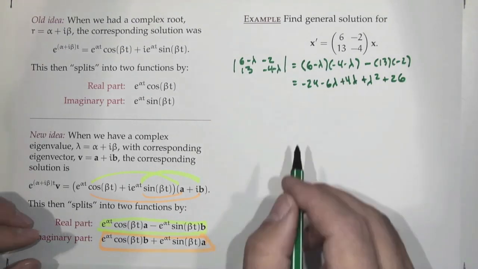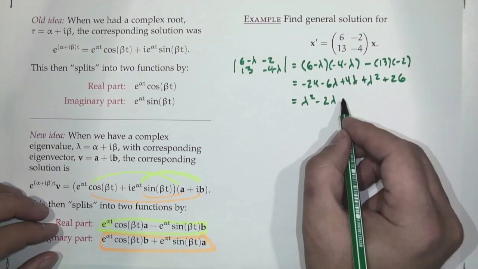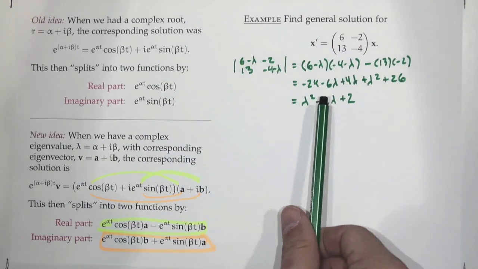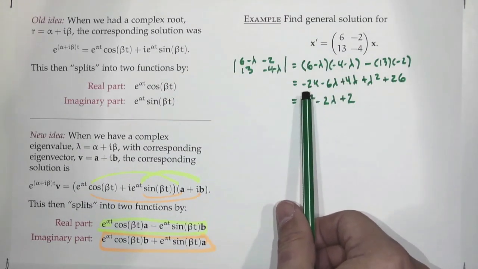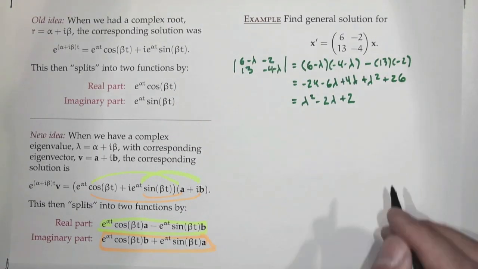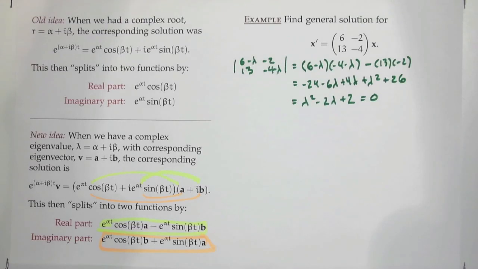All right, let's rewrite that. That becomes lambda squared minus 2 lambda plus 2, because minus 6 plus 4 is minus 2, and minus 24 plus 26 is plus 2. And we set this equal to 0. Solve for lambda. Well, it's not going to factor. In fact, you probably can guess we're going to get some complex roots because we were just talking about complex roots. It's a pretty safe guess.